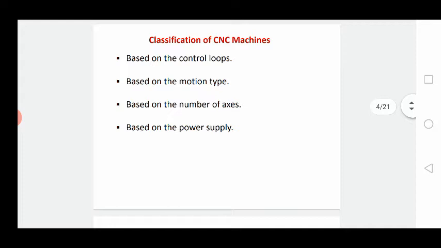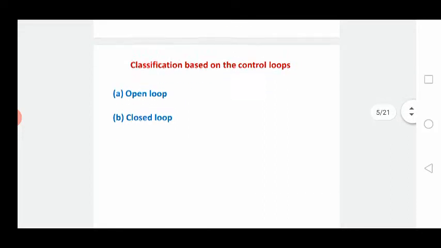So the first one is classification of CNC machines. We classify CNC machines based on four types: first, based on the control loops; second, based on the motion type; third, based on the number of axes; and fourth, based on the power supply. Based on these four types, we are going to classify CNC machines. Let us study each one in detail. Let us take the first one, that is, based on control loops.